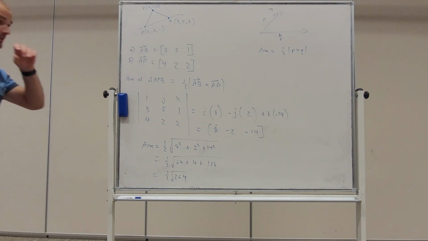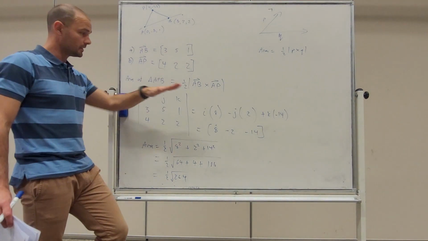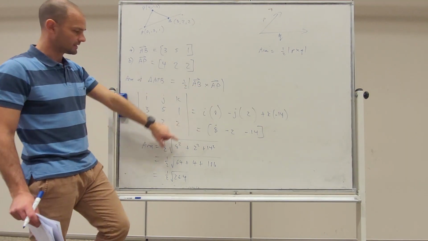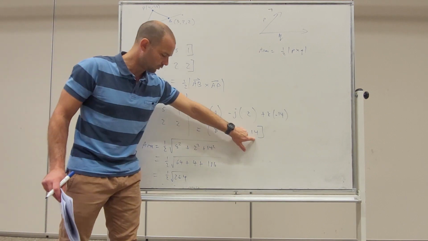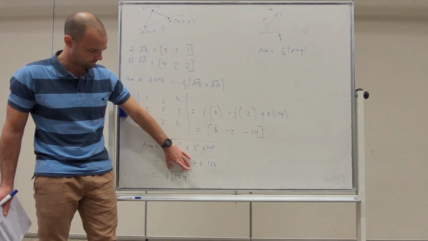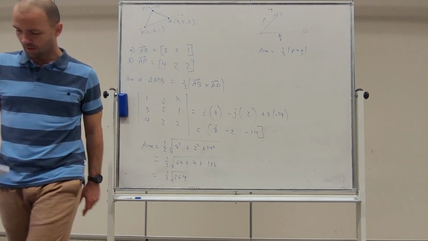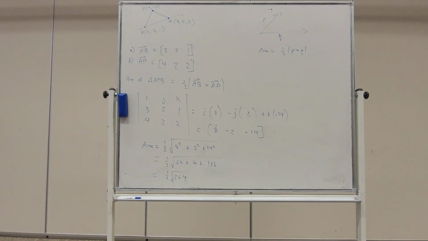Now the other thing is the software I gave you on your calculator, if you're following those processes, it tells you these values, but it also tells you the length of it. It will spit out the length. Okay, so that's the area of triangle APB.